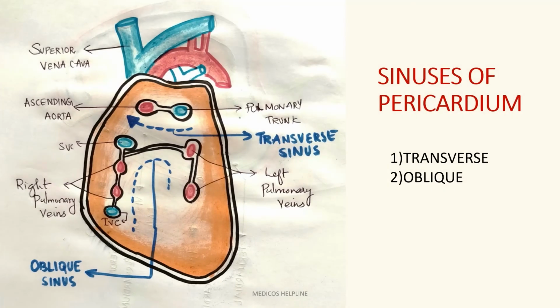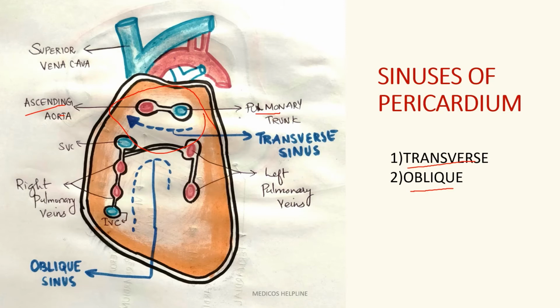There are two sinuses between the parietal and visceral layer of the serous pericardium. Remember, these sinuses are between the layers of the serous pericardium. One is the transverse sinus and another one is the oblique sinus. The transverse sinus is a transverse recess behind the ascending aorta and the pulmonary trunk, and it is also in front of the superior vena cava and the superior pulmonary veins.